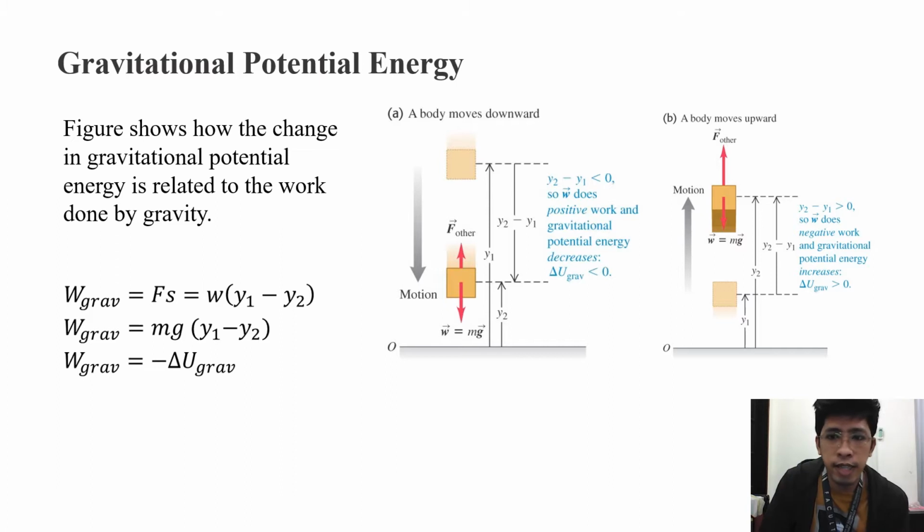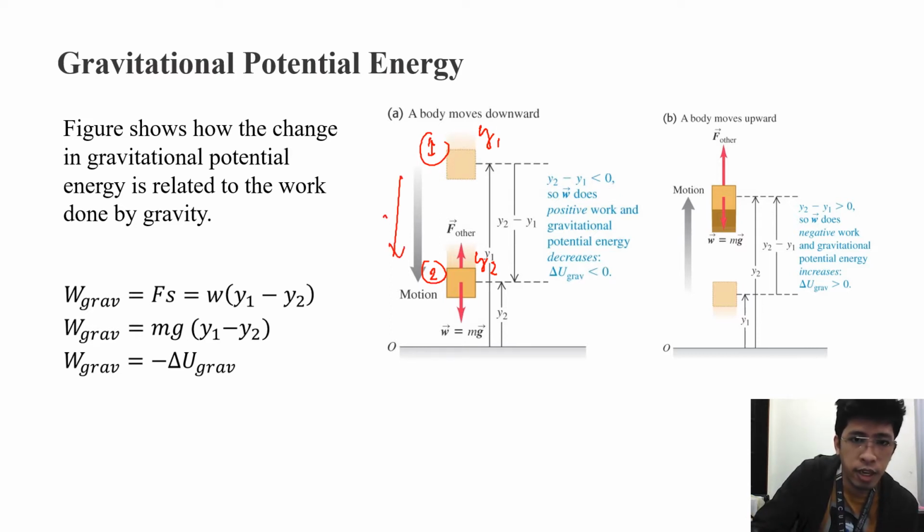The figure on the right shows how the change in gravitational potential energy is related to the work done by gravity. For this case, you have a box that is at some initial position, and let's label the initial position as point 1. At point 1, your box is at height y1. At a later time, your box moves downwards to point 2, at some height y2. So again, your box moves downwards, so you have a displacement that is downwards.